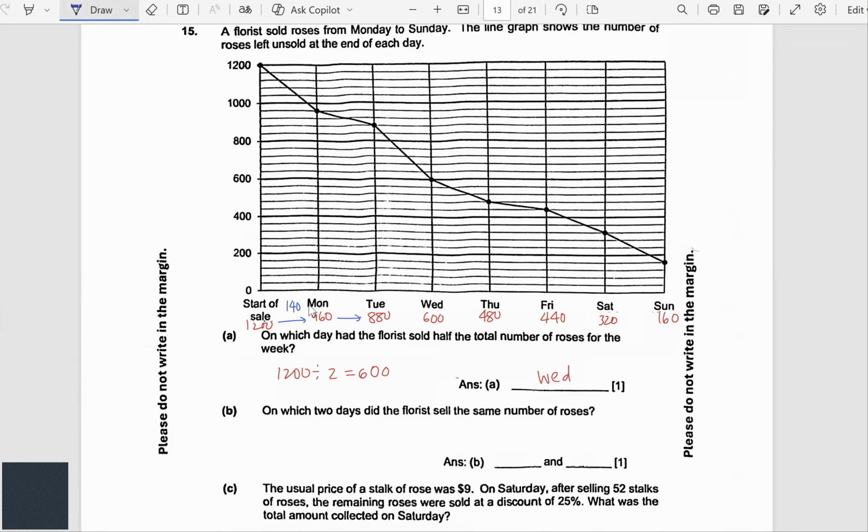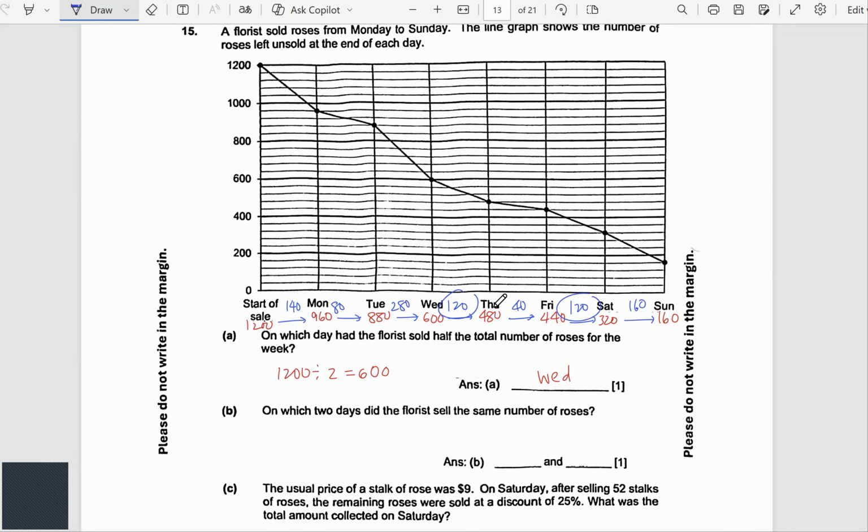Then for this is 80. Then 100, 280, 120, 40, 120, 160, 120, 120. So which 2 days did they sell? So this 120, do we take Wednesday or Thursday?